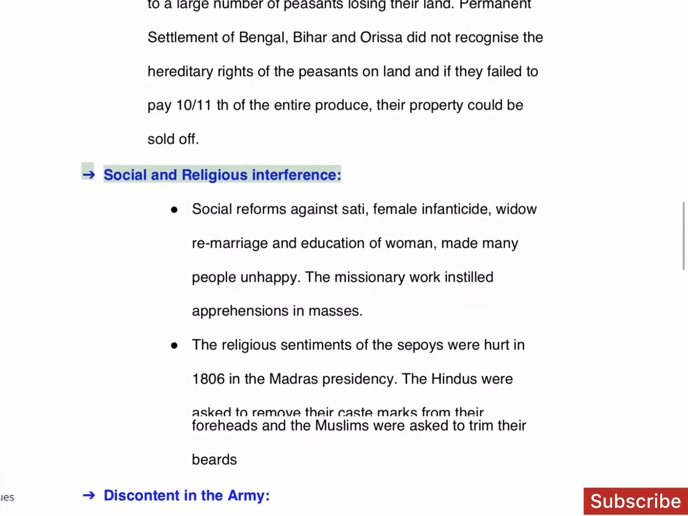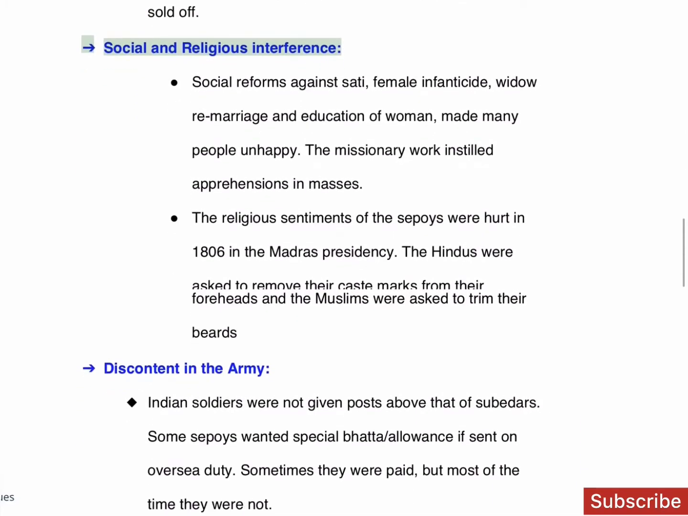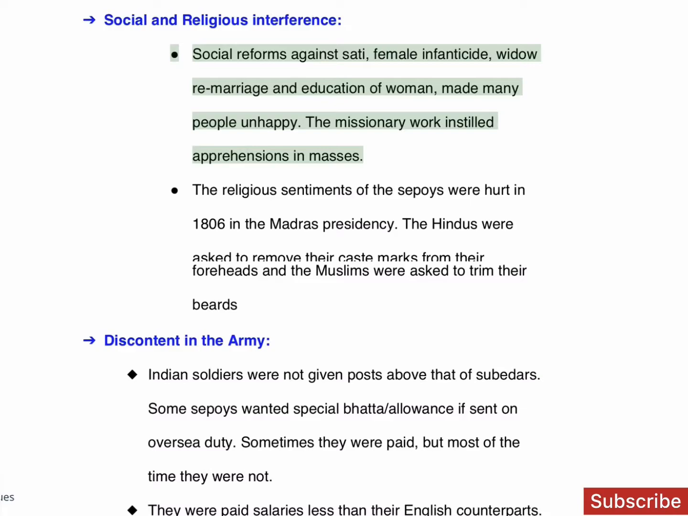Social and religious interference. Social reforms against sati, female infanticide, widow remarriage and for the education of women made many people unhappy. The missionary work instilled apprehensions in the masses. The religious sentiments of the sepoys were hurt.